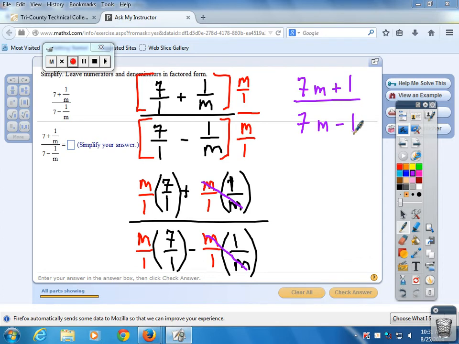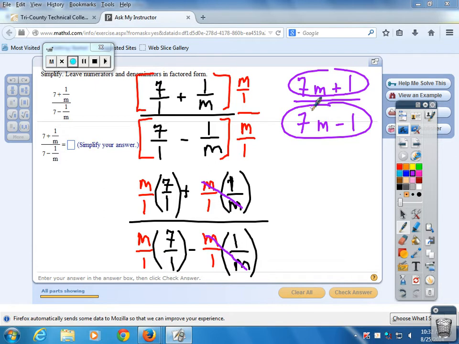Huh? No. Can't cancel them out because these guys are married. And these guys are married. And if they're married, they can't. They can't. There you go. Nice way of putting it, okay?